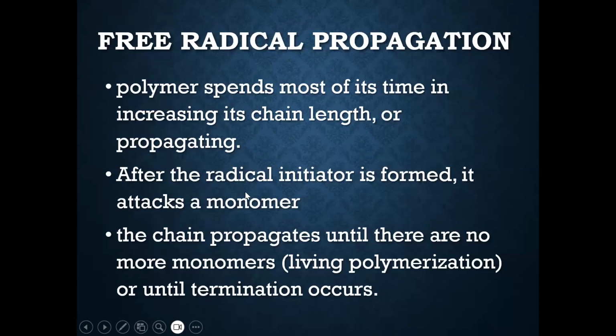What happens is after the radical initiator is formed, the intermediate free radical is formed. It is active, so it can attack a monomer. And in turn, it will be a longer free radical, which is active and can attack another monomer and become longer, and so on. So the chain propagates until there are no more monomers. So the chain will keep growing until there are no monomers in the medium or until termination occurs.